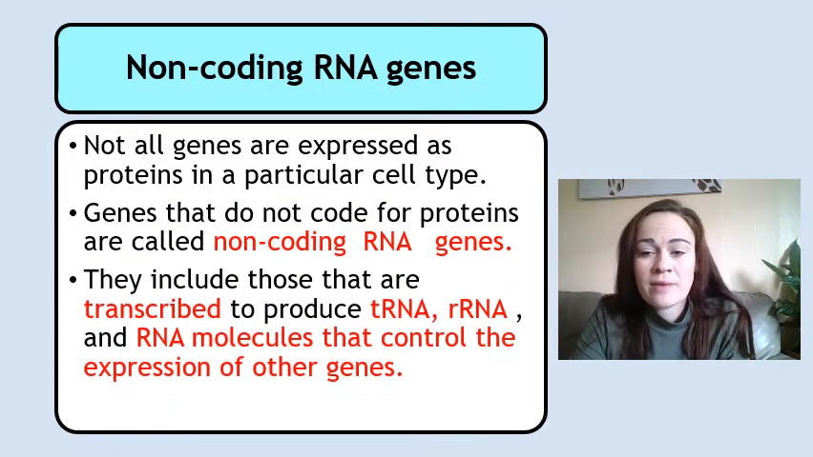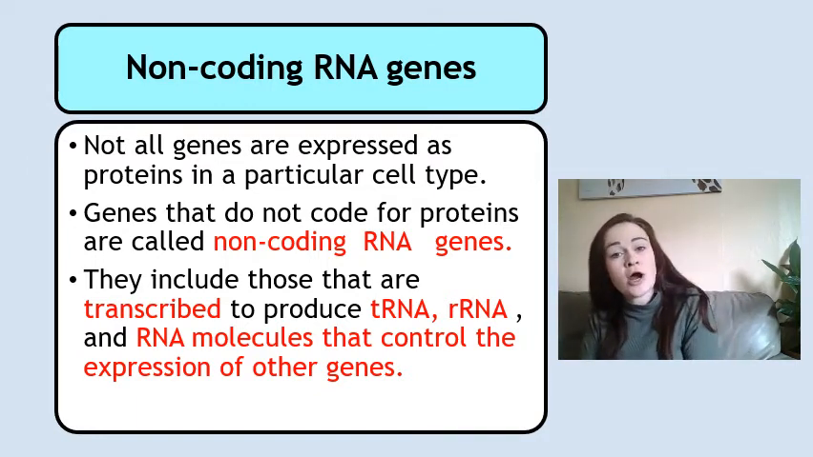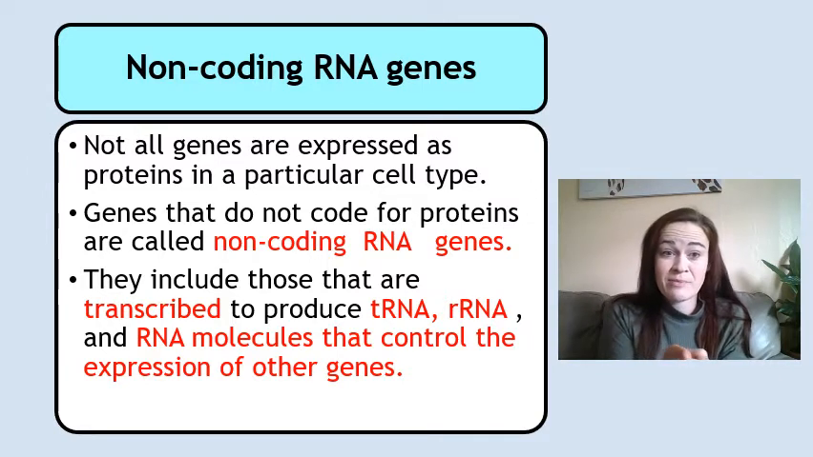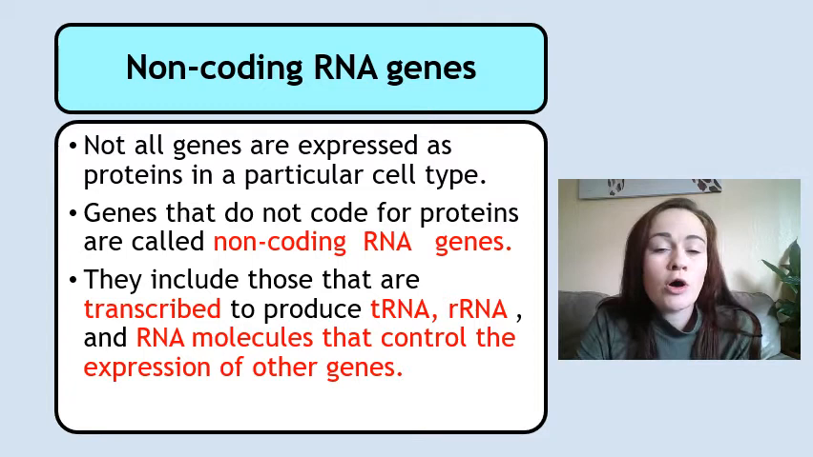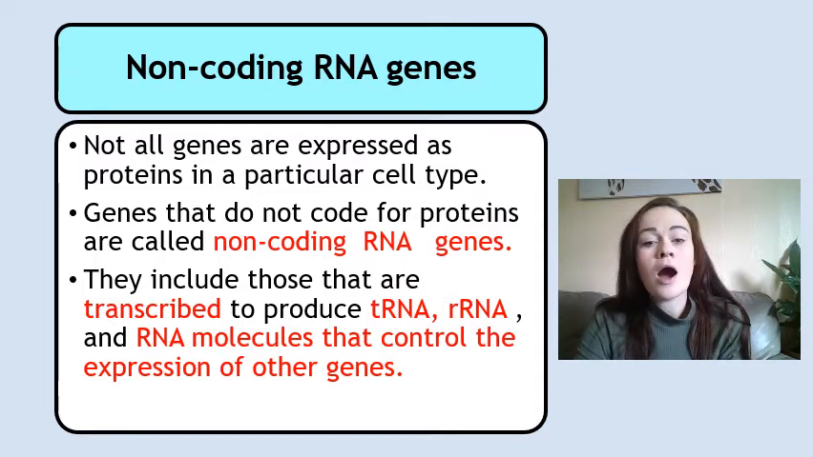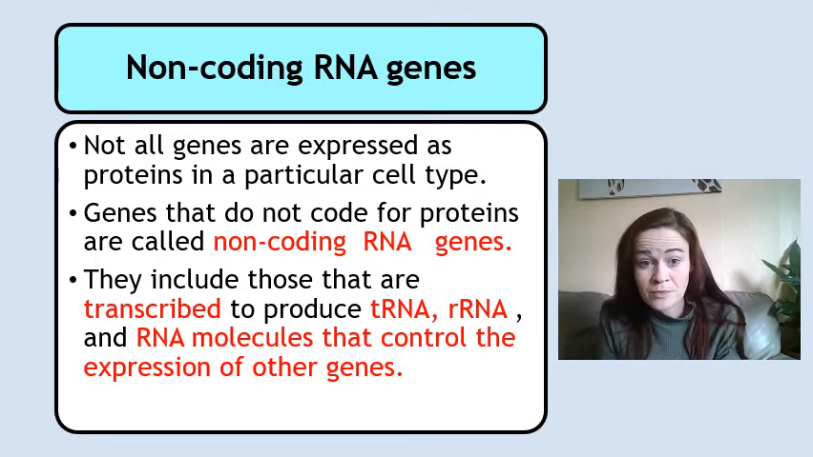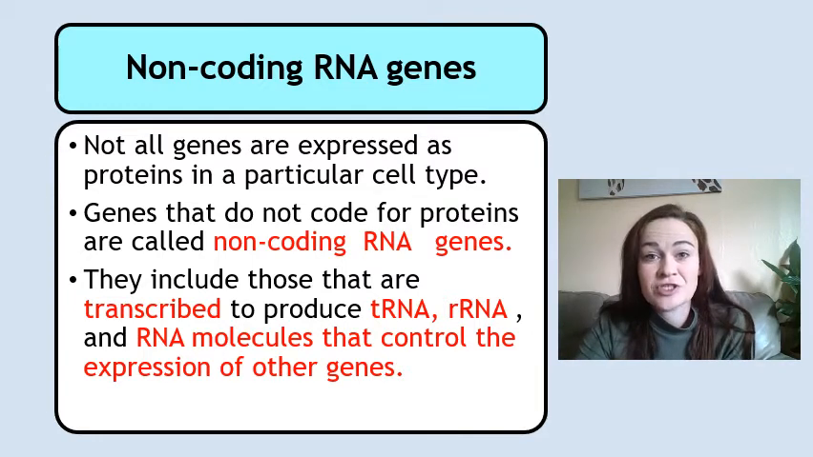You should hopefully remember the 3 types of RNA. We've got tRNA and rRNA, and of course mRNA, but mRNA has already been used, because remember this is after transcription. So our non-coding RNA genes will code for things like tRNA and rRNA, and also RNA molecules that control the expression of other genes. These are RNA molecules that will turn on or off different genes other than themselves.